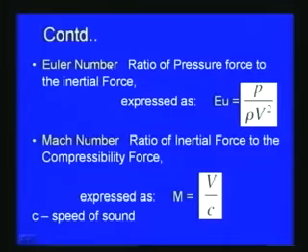The third number is called the Euler number. The Euler number is defined as the ratio of pressure force to inertial force, and Eu is equal to P by rho V square, where P is the pressure, rho is the mass density, and V is the velocity. So wherever we deal with fluid flow where pressure has to be considered effectively, there we define this dimensionless number, the Euler number.